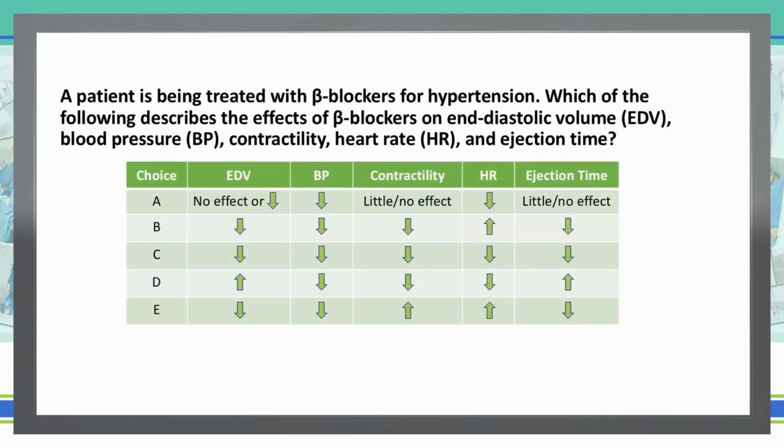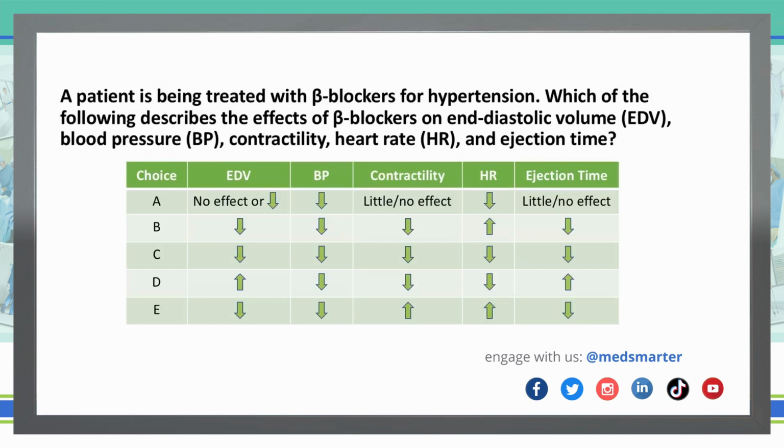This one is pretty much a short vignette, so we're going to go ahead and just read the whole thing, because there's only a few words that we're missing without the last sentence. A patient is being treated with beta blockers for hypertension. Which of the following describes the effects of beta blockers on end-diastolic volume, blood pressure, contractility, heart rate, and ejection time? So this question is just asking us to know what the effects of a particular medication are.